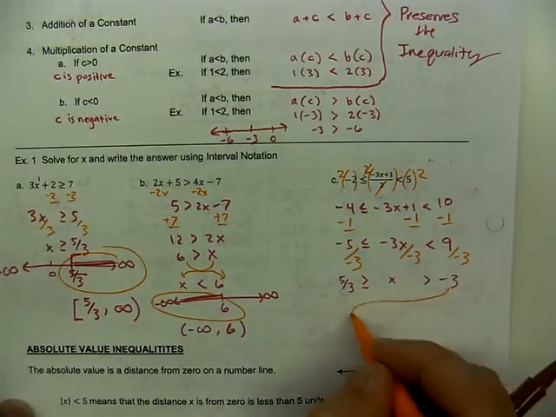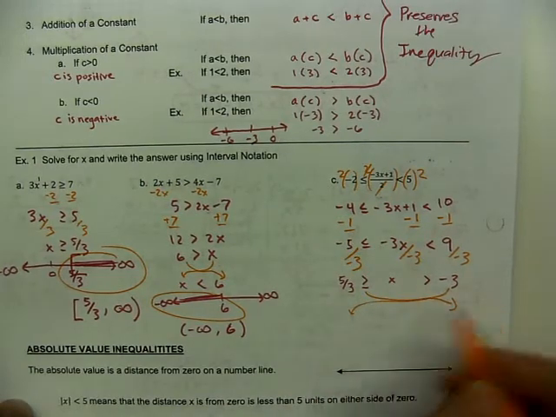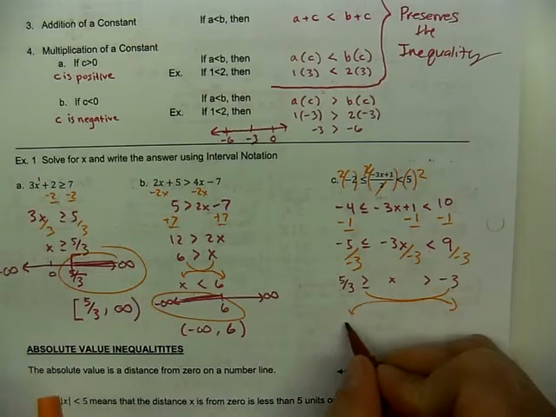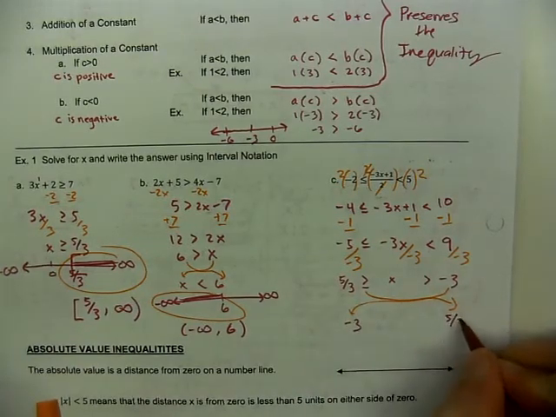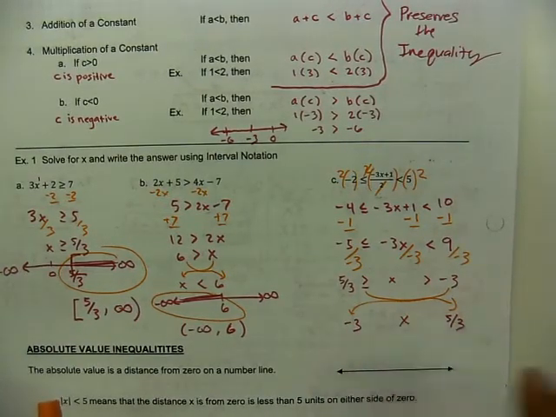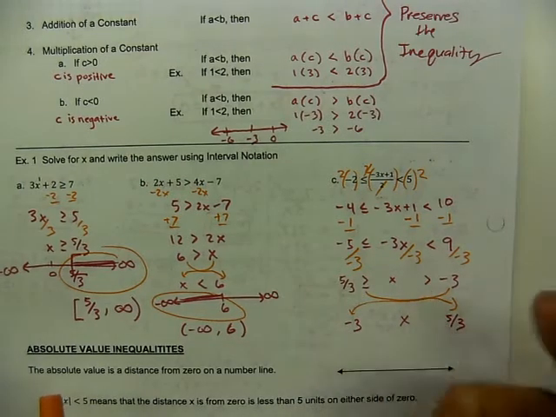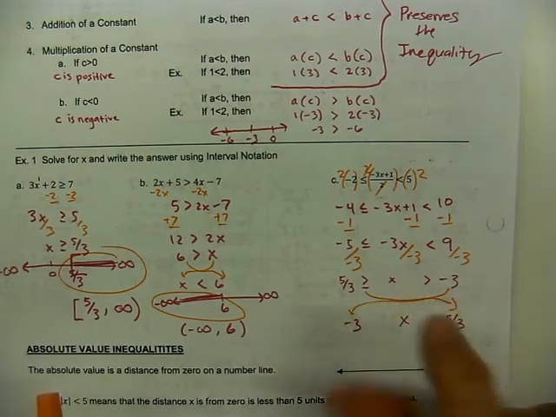And again, we have to switch the statement around because we want to order the numbers from smallest to biggest. So negative 3 on the left and positive 5/3 on the right with x in the middle. As you flip the statement around, the direction of the signs are also the mirror image.